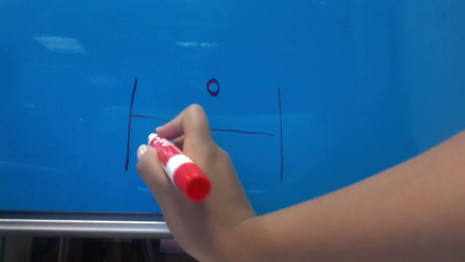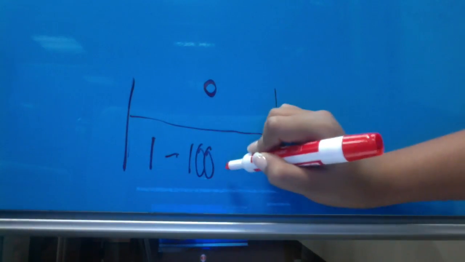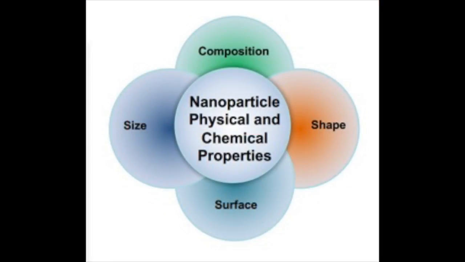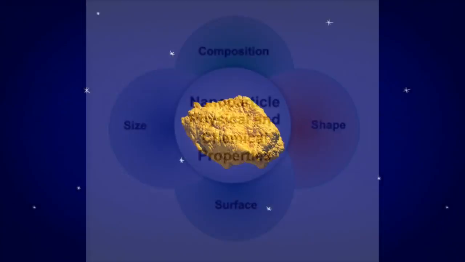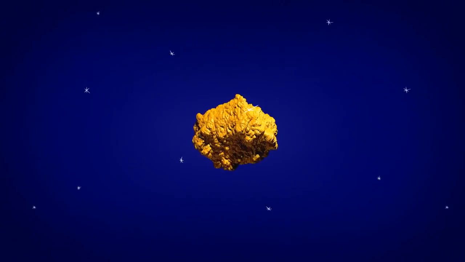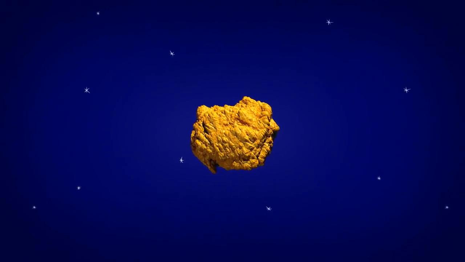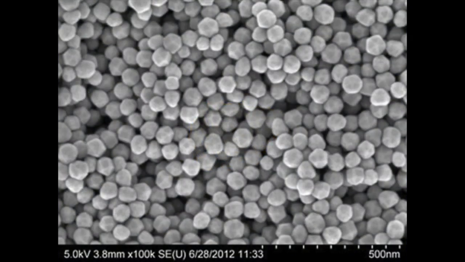Nanoparticles exist at the nanoscale, which is between 1 and 100 nanometers. Due to size and surface energy interaction, nanoparticles have properties that differ from those of the bulk. The physical and chemical properties of nanoparticles can change due to variations in size, shape, and surface, as well as in composition.